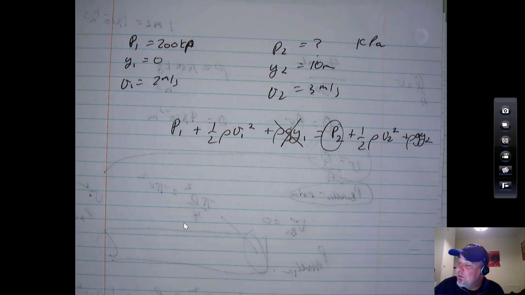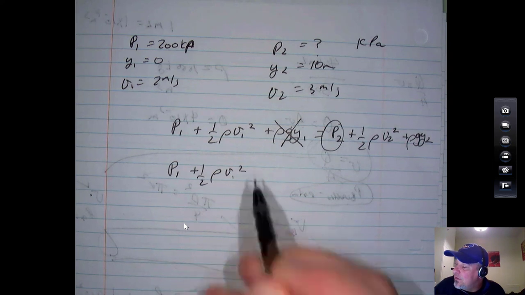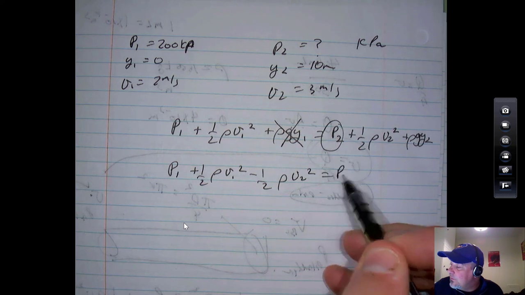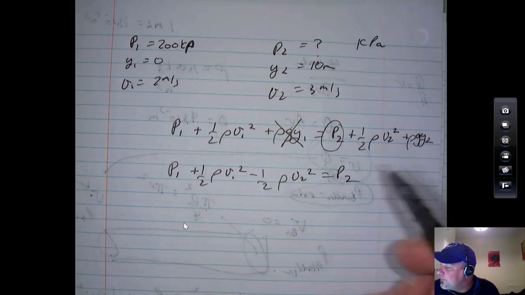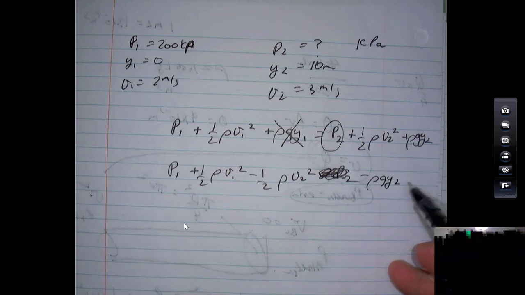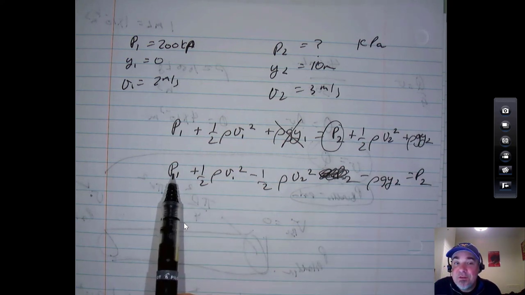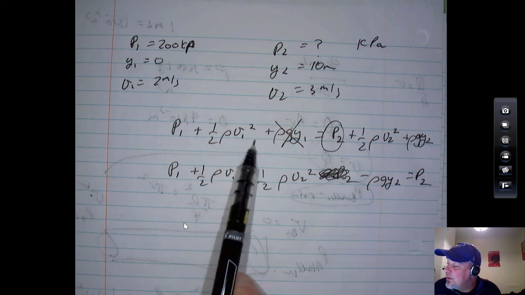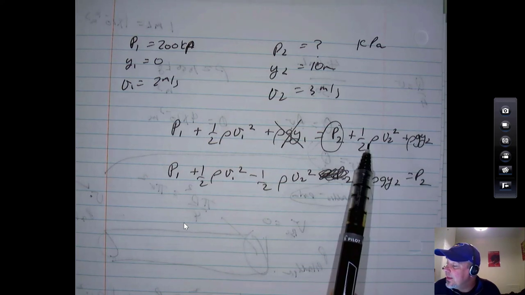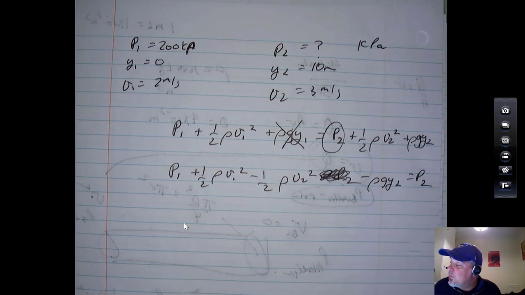So let me just do one more step. P1 plus 1/2 rho V1 squared minus 1/2 rho V2 squared minus rho g y2 is equal to P2. Okay, make sure I did this right. P1, so pressure 1, 1/2 rho V1 squared. Okay, that's good. That term is 0. And then subtract this from both sides, 1/2 rho V2 squared. Subtract rho g y2, and that gives you P2.